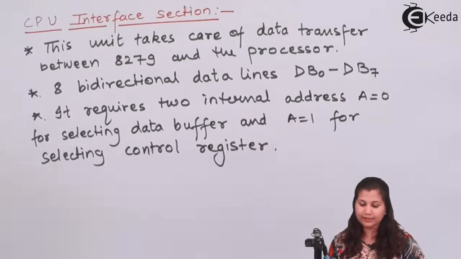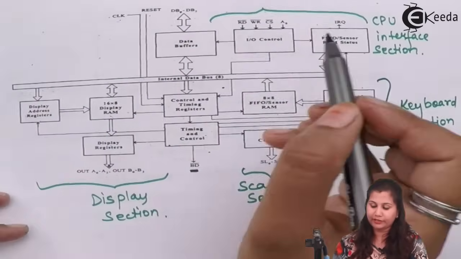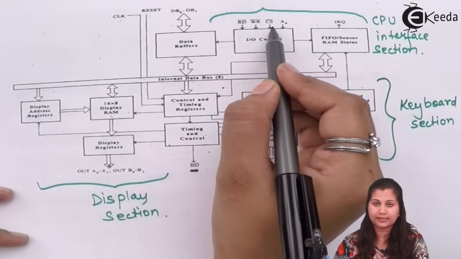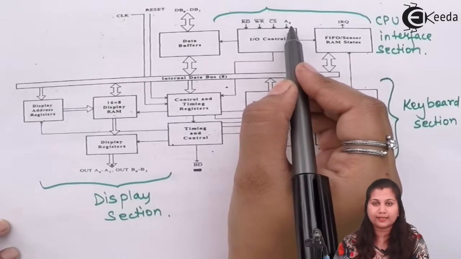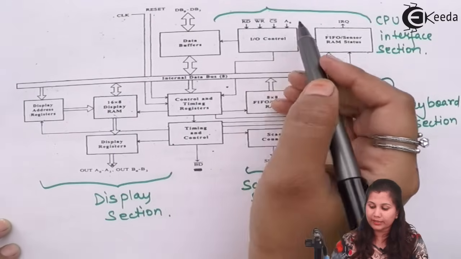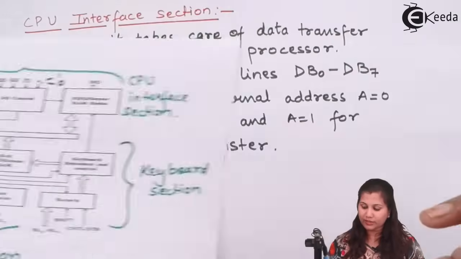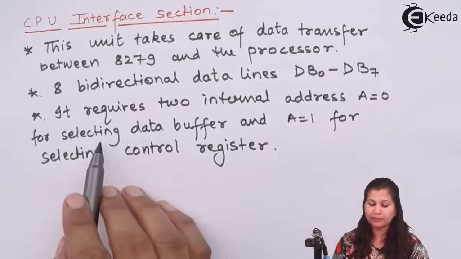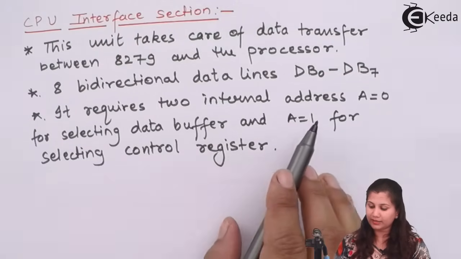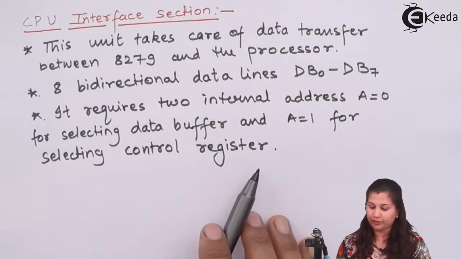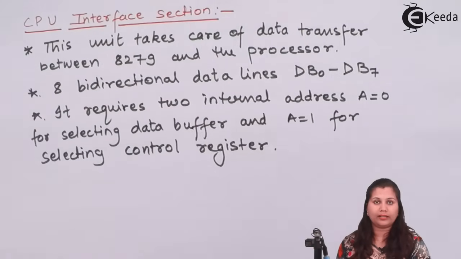Now you can see in the CPU interface section that we have different signals here at the input output control. One is the read, write, CS bar, which is chip select, and this A0. Now this A0 can be at logic 1 and at logic 0. When the value of A0 is 0, then the data bus buffer will be selected, and when A0 is equal to 1, then the control register will be selected. So it has two internal addresses, one for the data bus buffer and one for the control register.